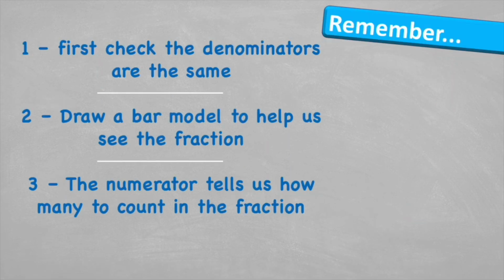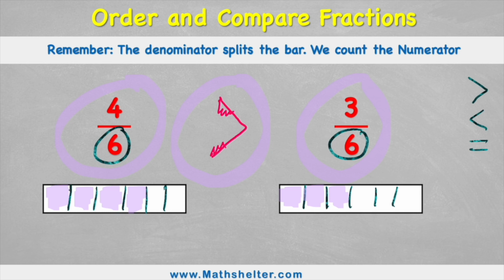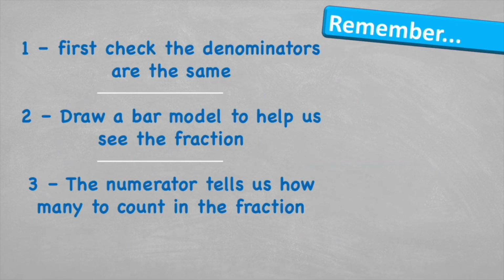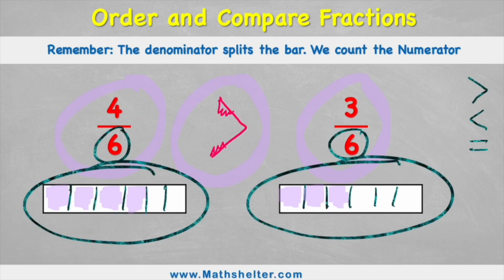Let's look at what to remember. First, we're going to check the denominators are all the same, because when we're comparing, we want our denominators to be the same. Then we're going to draw a bar model to help us see the fraction. Just like we did here, we drew these bar models to help us actually see which one's greater. Then the numerator tells us how many to count in the fraction. Again, our 4 told us to colour 1, 2, 3, 4, and our 3 told us to colour only 1, 2, 3. Once we've done that, we can clearly see which one is bigger or smaller.